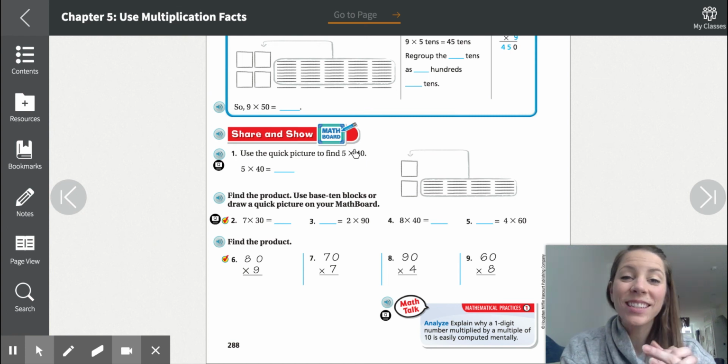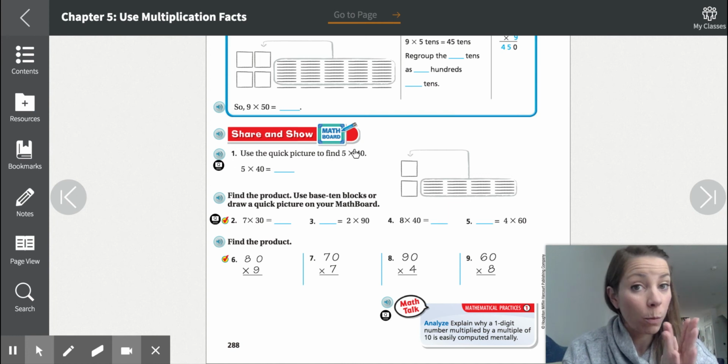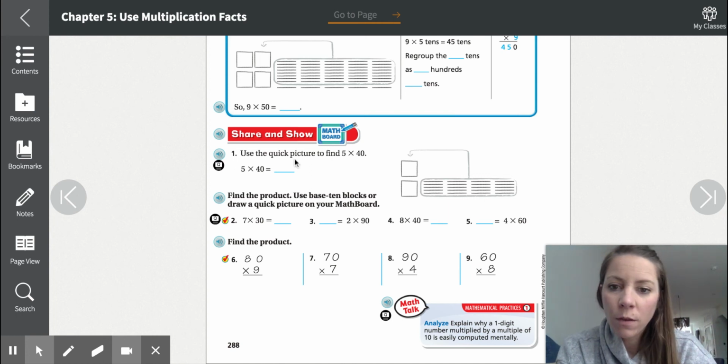Okay, so this is lesson 5.5, and this is the share and show. So I'm going to help you with the directions first. For the first one, it says use the quick picture. They already drew it over here to help you find 5 times 40. Okay, so they have the picture of 5 times 40 with these 10 sticks.